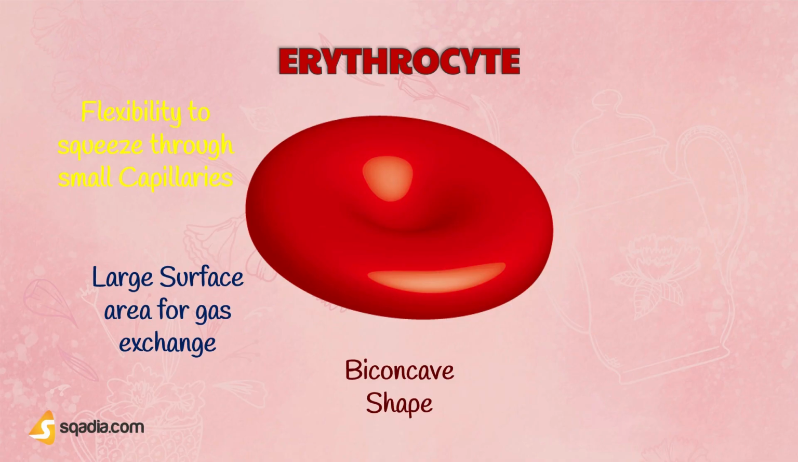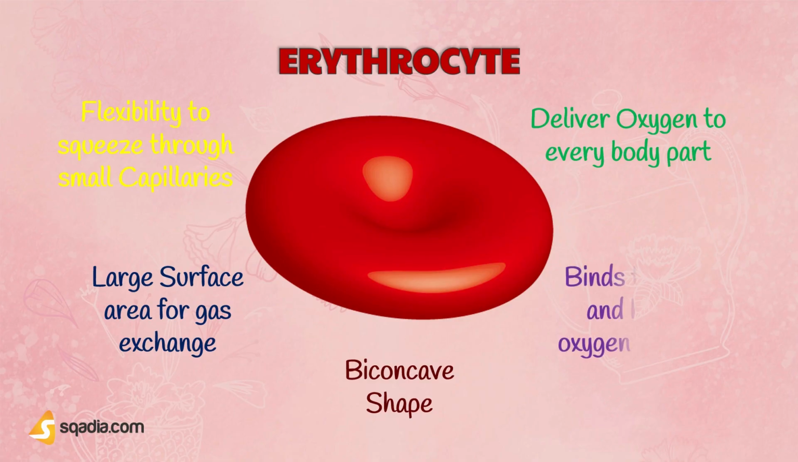Imagine a multitude of these biconcave discs flowing through the blood vessels, gracefully maneuvering their way and delivering oxygen to every corner of the body. This unique shape of erythrocytes is a testament to the remarkable adaptations that nature has bestowed upon them to fulfill their crucial role in oxygen transport.